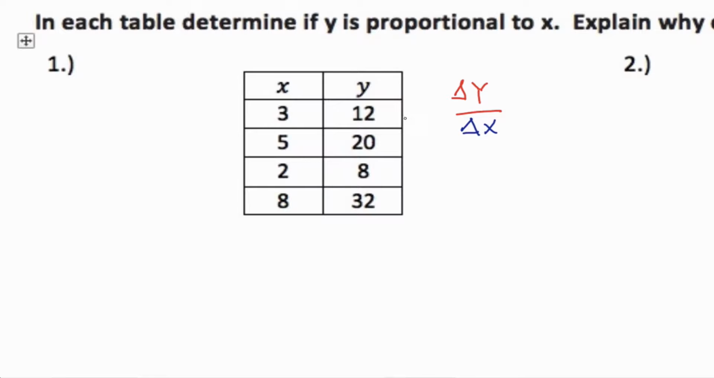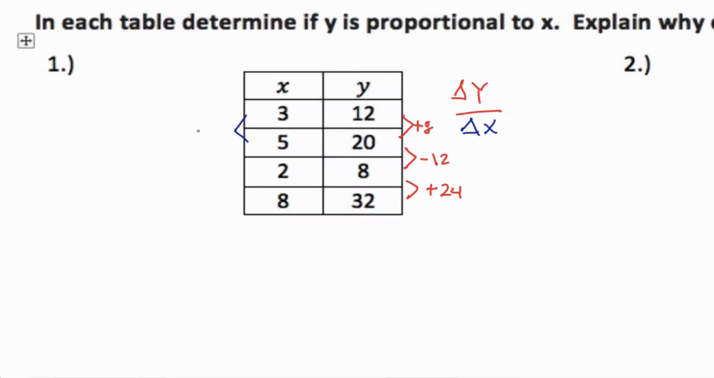All right, it looks like the y goes from 12 to 20. That would be a change of plus 8. And it looks like 20 changes to 8. That would be a change of minus 12. And then 8 changes to 32. That would be a change of plus 24. And you might stop right there and just assume that this is not a proportional relationship because the rate is changing by different amounts. Let's just check the x here and follow through.